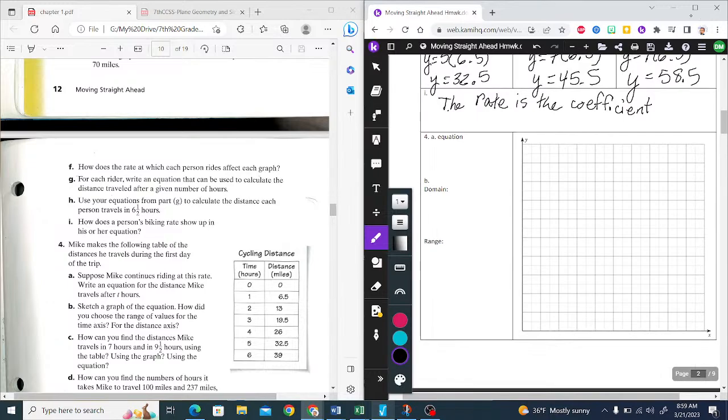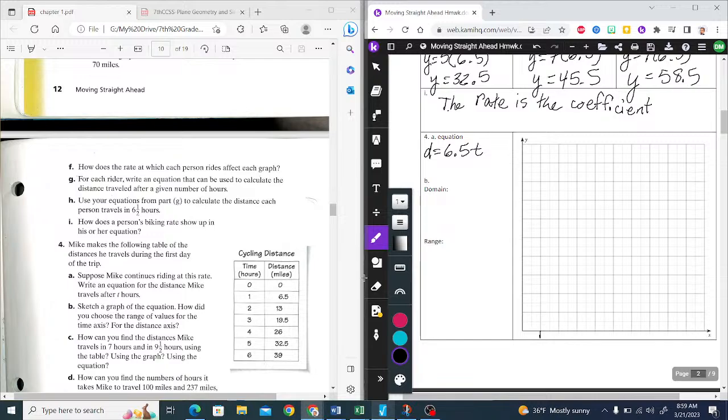So we look at Mike. Mike makes the following table of the distances he traveled during the first day of the trip. So we look here, Mike's rate is a constant rate and it keeps going up. It says, suppose Mike continues riding at this rate, write an equation for the distance Mike travels after t hours. So distance equals 6.5t, because his rate just keeps going up 6.5 each time.